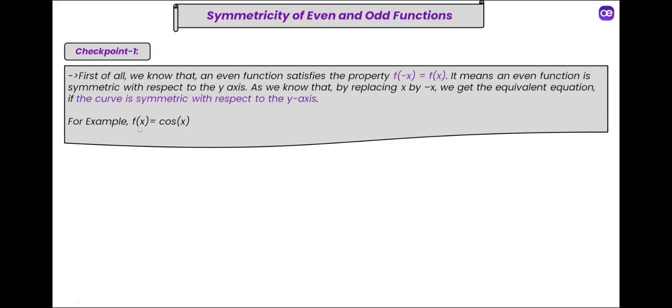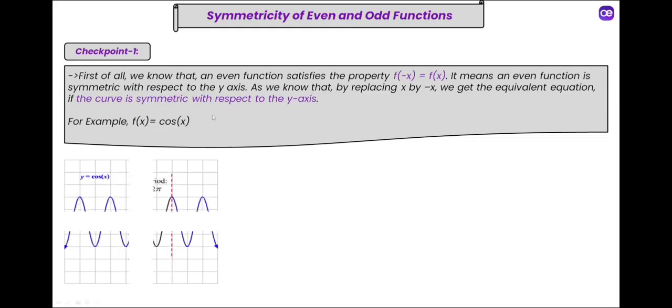For example, f of x is equal to cos x. This is an even function. Why? If we replace the value x by minus x, then what is it equal to? Cos of minus x is equal to cos x. So it satisfies that property. An even function satisfies the property. Look at the graph of f of x is equal to cos x.